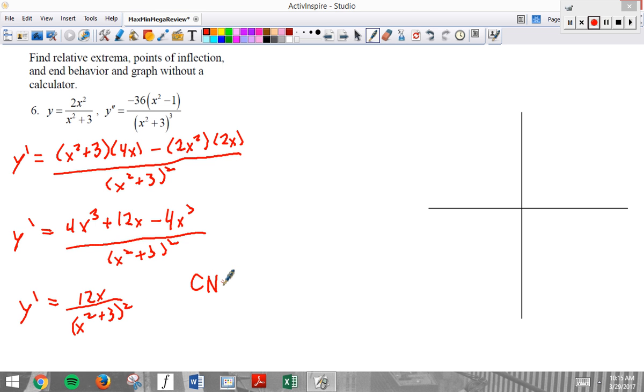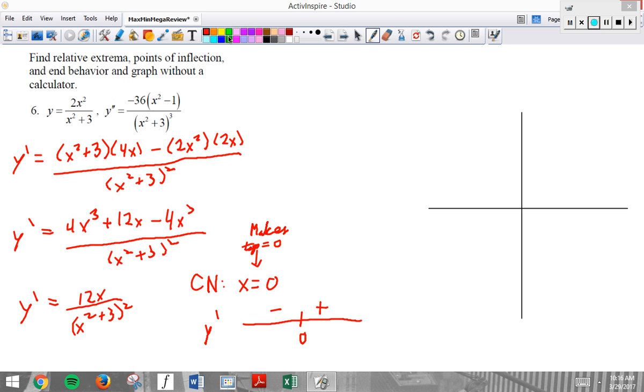So the critical numbers are just x equals 0. That makes the top 0. Okay. That's all there is to it. And in fact, we're just looking at the top for my y prime number line. All that matters is the sign of the top, because the sign of the bottom is positive because it's a square. So this will go from negative to positive.